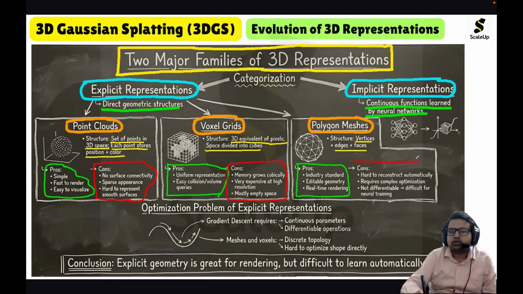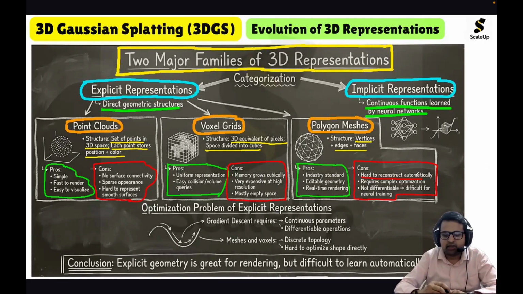And what are the cons? It is hard to reconstruct automatically. The idea is that in polygon mesh, the topology is fixed. Changing the topology, like punching a hole in a sphere, breaks the list of vertices and requires a complex remeshing algorithm. We cannot reconstruct it automatically. Any change in the topology, we have to rerun the meshing algorithm. It requires complex optimization, and it is not differentiable. So it is difficult for neural training.